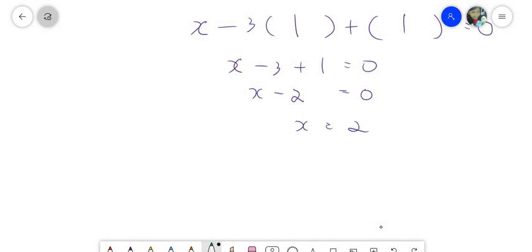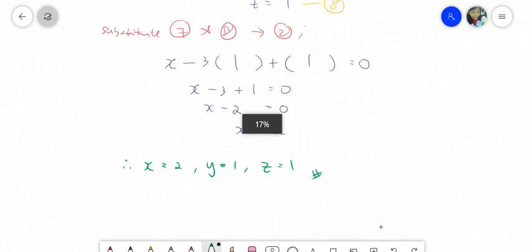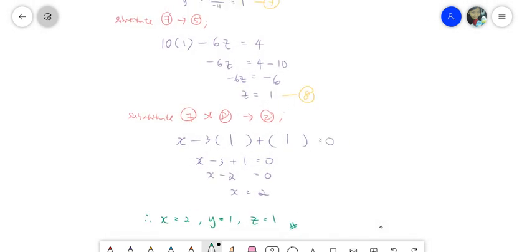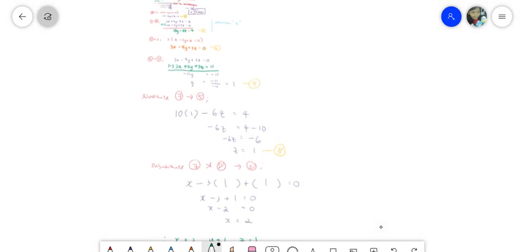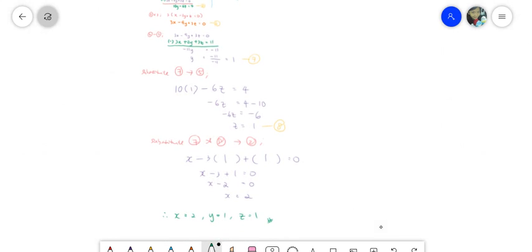And don't forget, you must always have the conclusion at the end of the story. So that's the answer for this solution. Okay, please have a try.